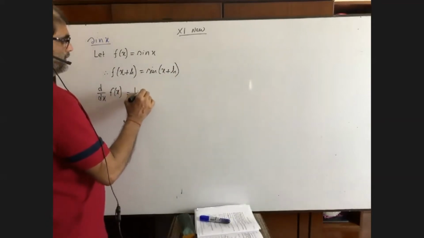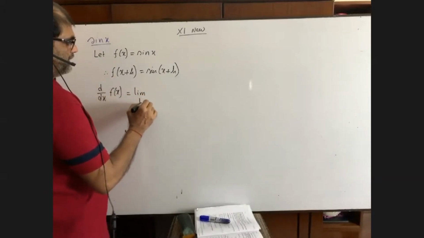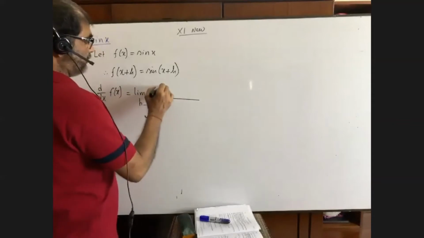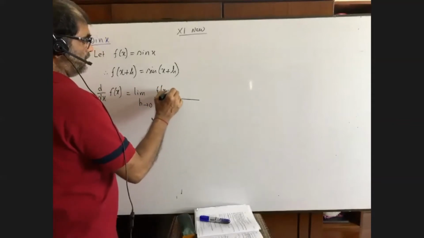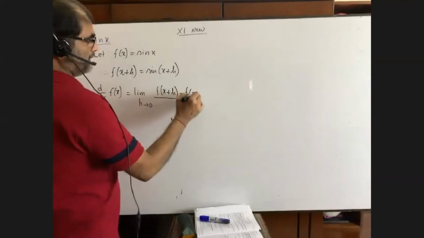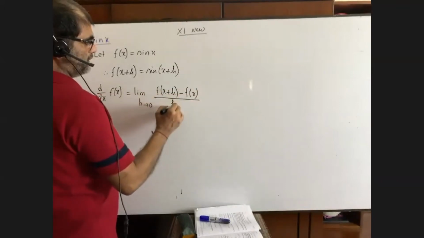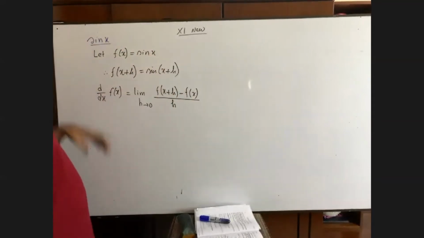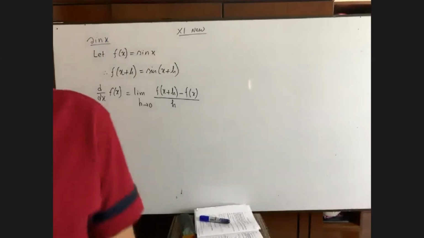Limit h tends to 0, f of x plus h minus f(x) by h. Every math has these parts. These three parts are common for every math.